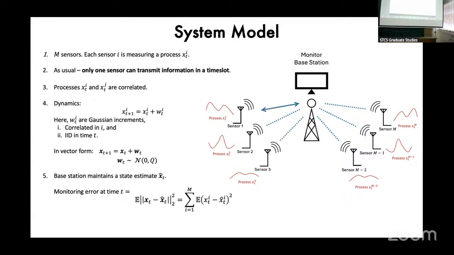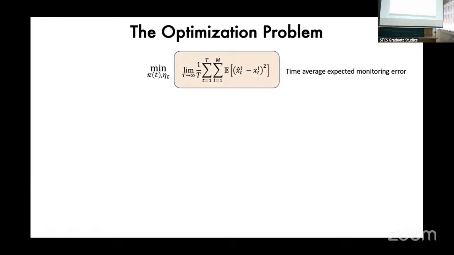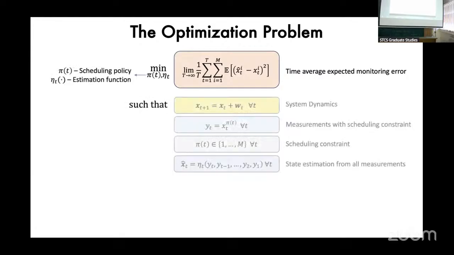So how do we solve the problem when this matrix is non-diagonal is the question that we ask. Our goal is to minimize the time average error, which is this metric, summed over all dimensions, summed over all time, taking t goes to infinity. So we set up our optimization problem. Phi of t is our scheduling policy. Eta t is our estimate. So we will start describing our constraints.